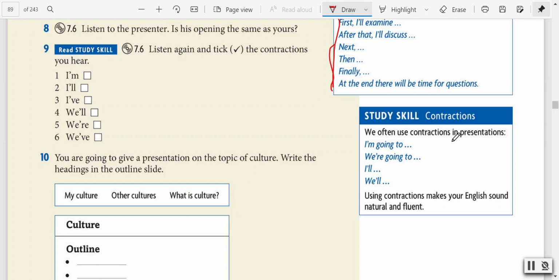We often use contractions in presentations. I'm going to, we are going to, will. Using contractions makes your language or your English sound natural and fluent. Okay, using contractions makes your English language to be what? To be natural, to be fluent, to speak like native speakers.